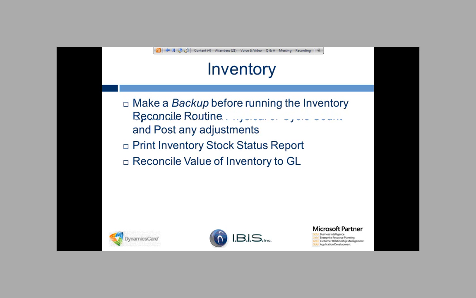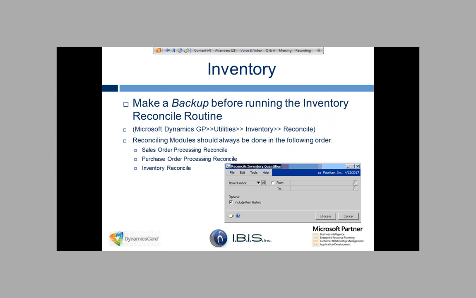Now, as far as inventory goes, if you're going to run the reconcile routine for inventory, the first thing is make a backup. To get to this window, you want to go to Microsoft Dynamics GP, Utilities, Inventory, Reconcile. Now, reconciling modules should always be done in the following order. If you are going to reconcile the inventory, it is optional, you don't have to, but it is best practice to run the sales order processing reconcile, the purchase order processing reconcile, and then run the inventory reconcile.